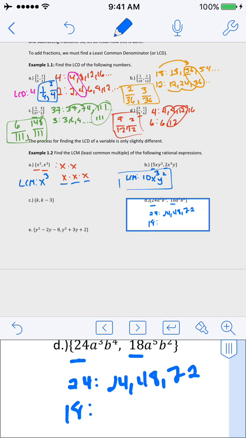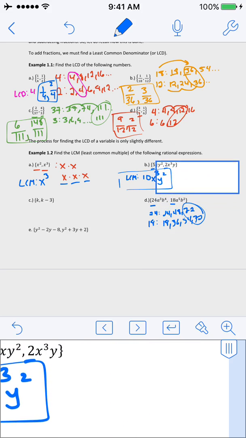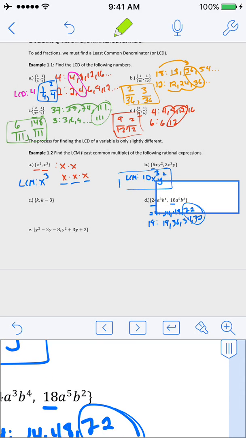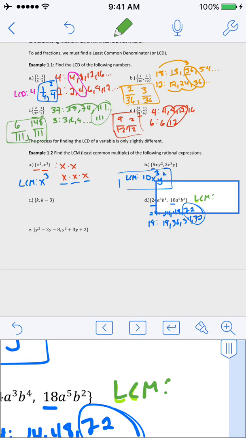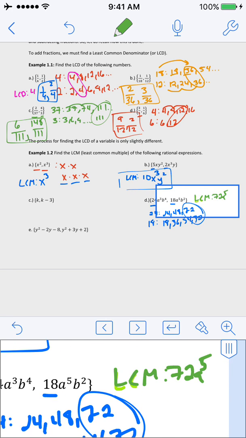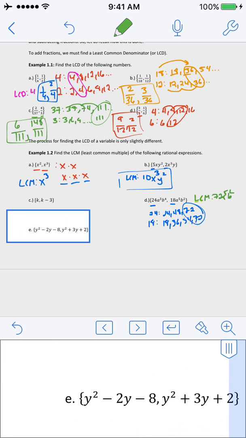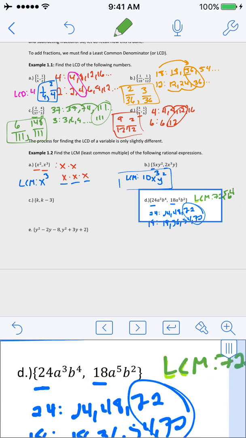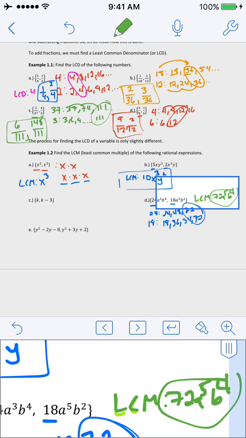Okay. 18 would be 18, 36, 54, 72. 72. Okay, so the LCM, I'm going to write it up here, would be 72, and then the highest A would be A to the 5th. The highest B would be B to the 4th. All right, LCM of 72, A to the 5th, B to the 4th. Okie dokie. Hopefully that makes sense with monomials, right?